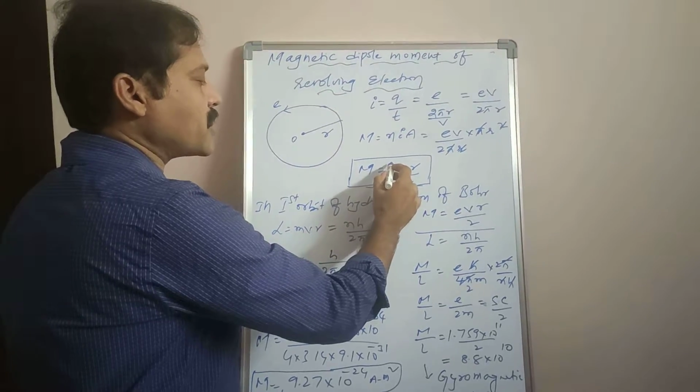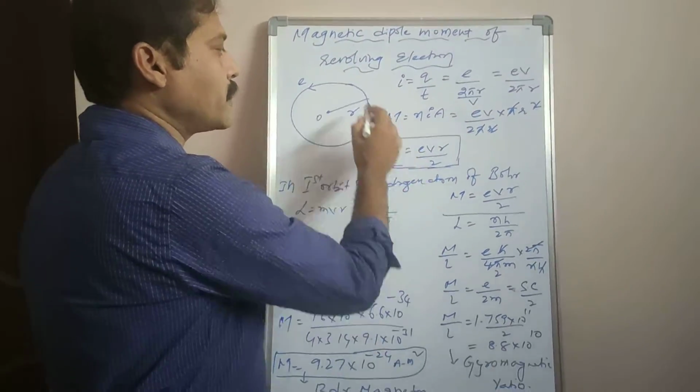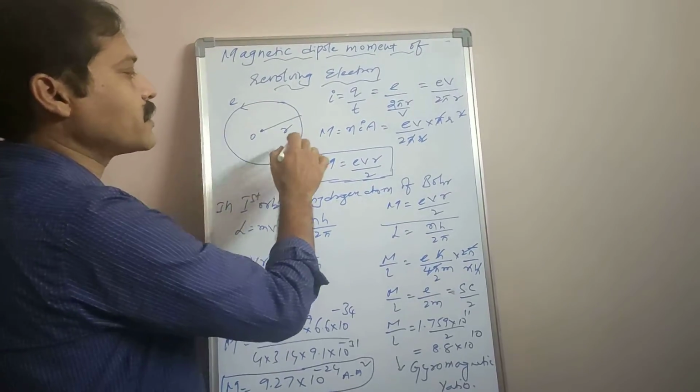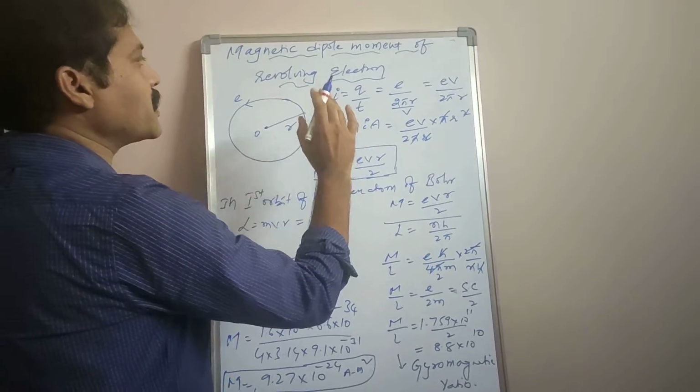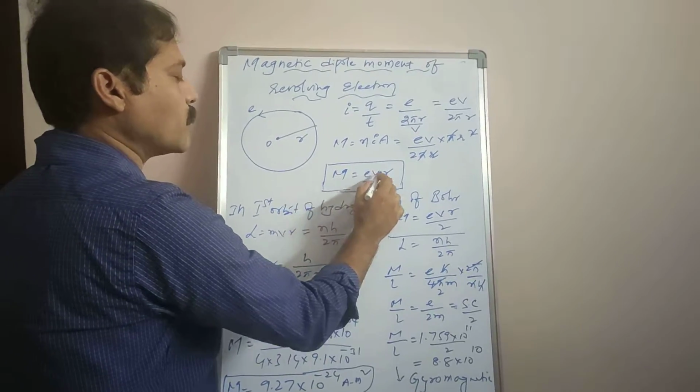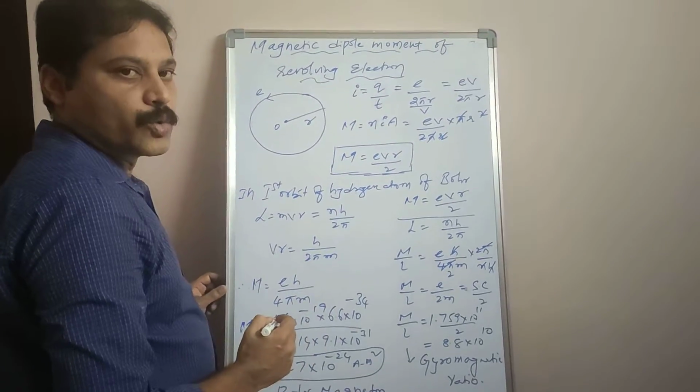Here e stands for the charge of the electron, v stands for the velocity of that electron, and r is the radius of the circular path along which it is revolving. So the magnetic dipole moment of a revolving electron around a circular orbit is M is equal to evr by 2.